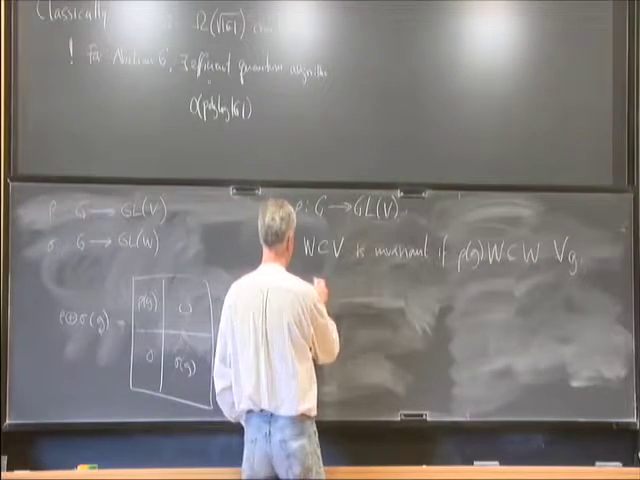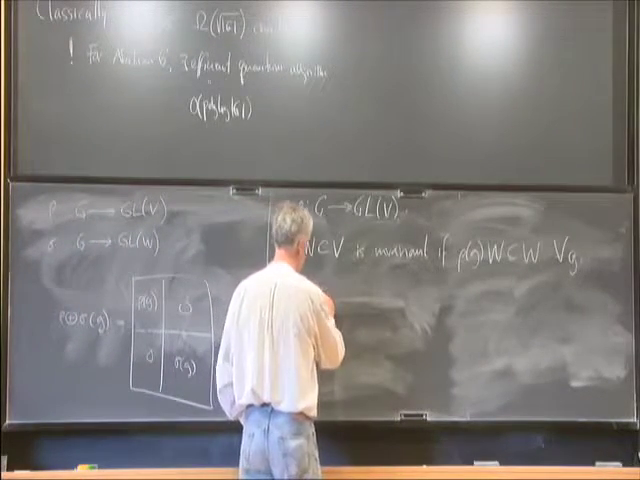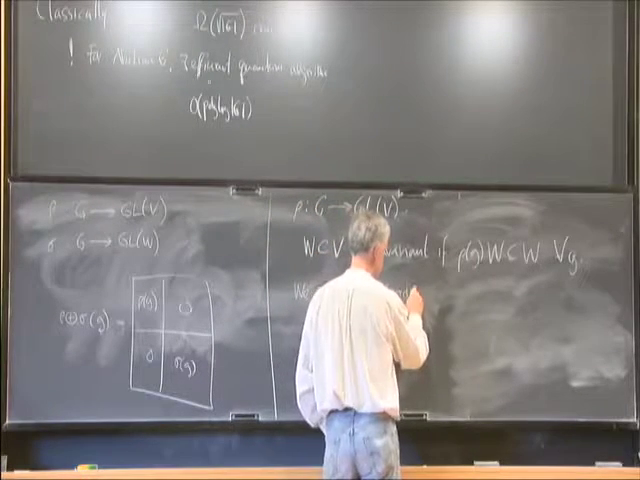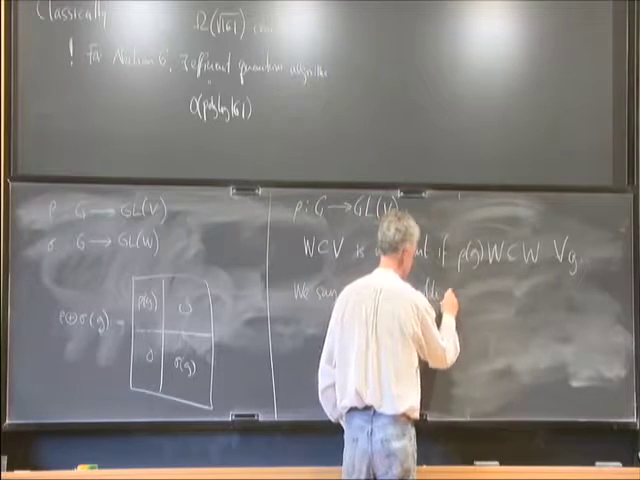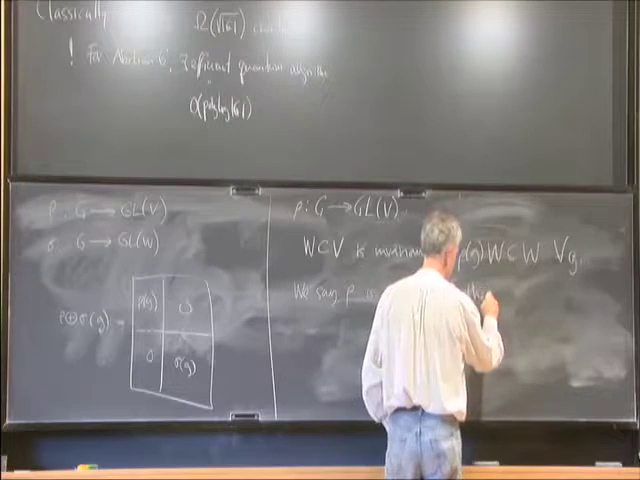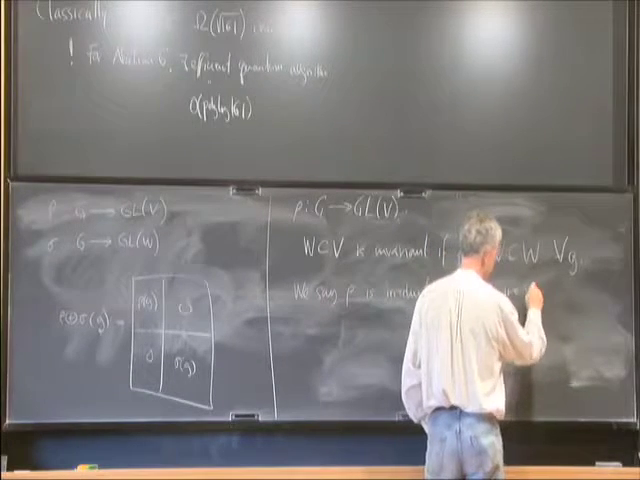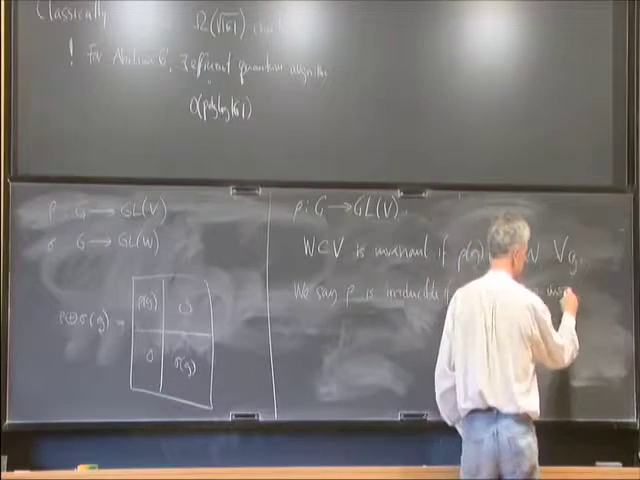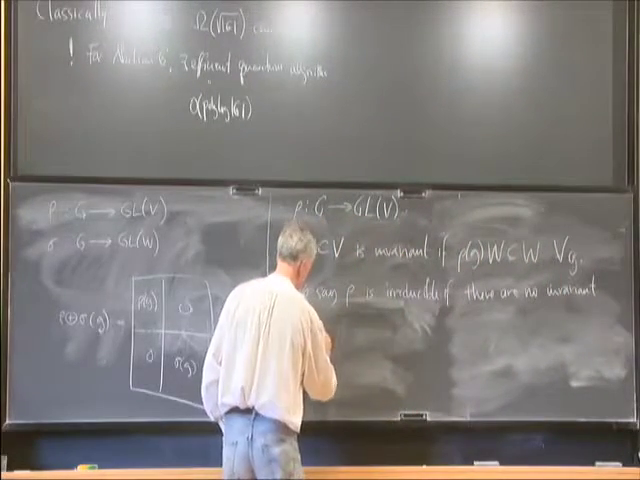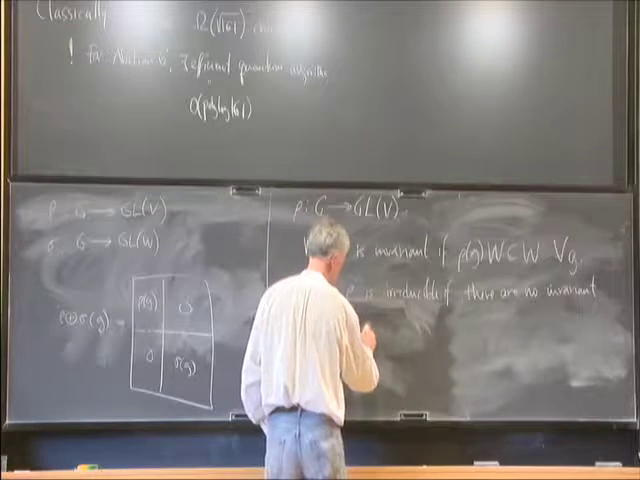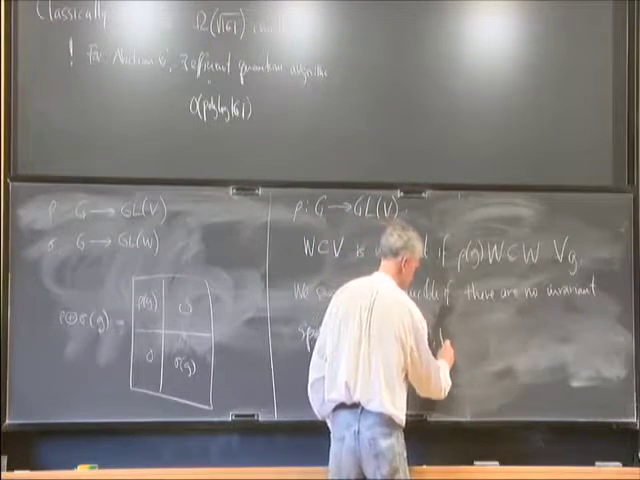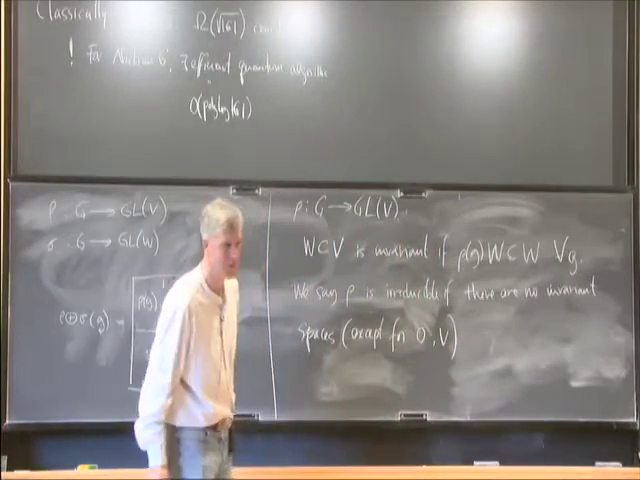And indeed, that happens. So we say that rho is irreducible if there are no invariant spaces. I guess I should say, except for 0 and the whole space, which, of course, are always invariant.